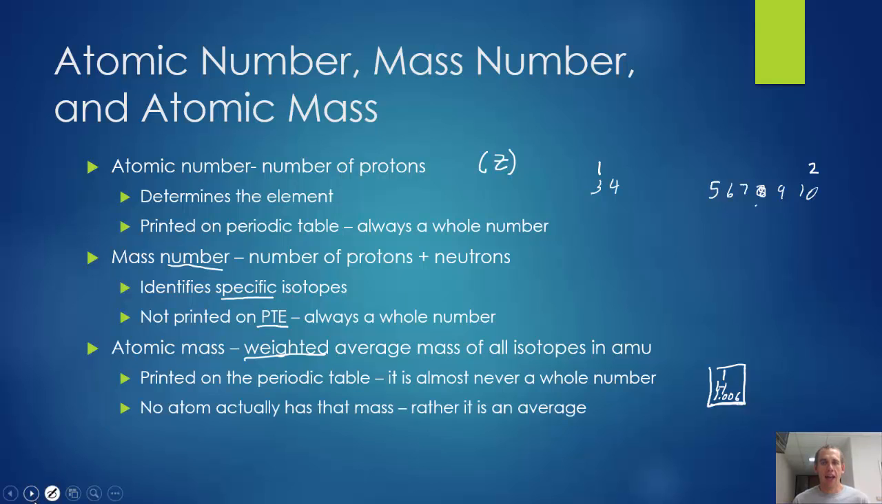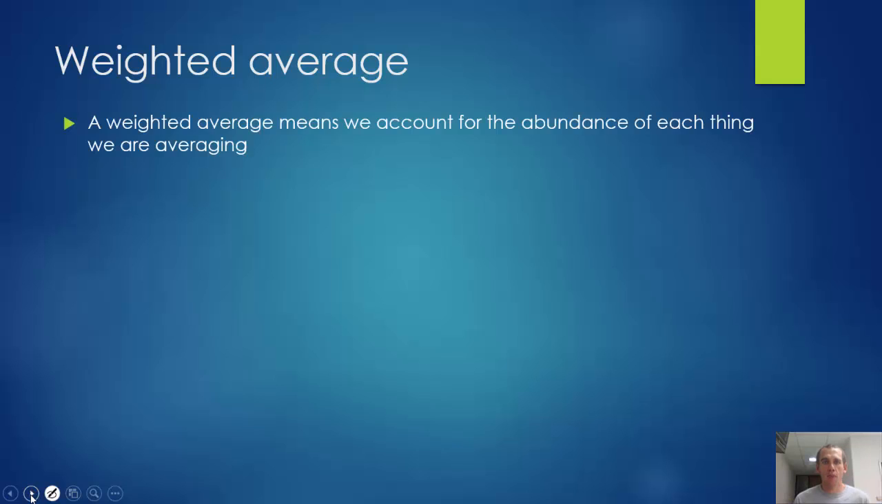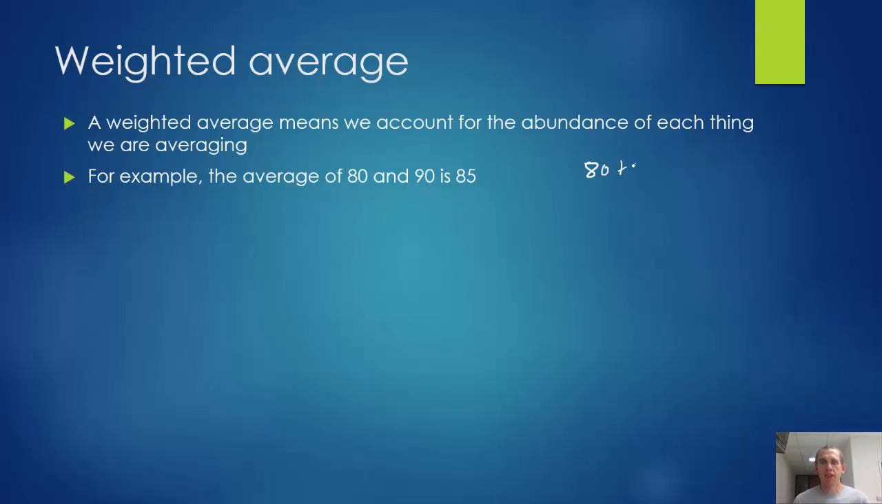So let's take a look at how we actually get that weighted average. A weighted average gives weight to measures that occur more often. So if we are counting something and it occurs more often than something else, then it's going to drag the average around. If we take the average of 80 and 90, it's 85. We take 80 plus 90, divide by 2 because there were 2 measures, and we get 85. That's how we calculate an average.